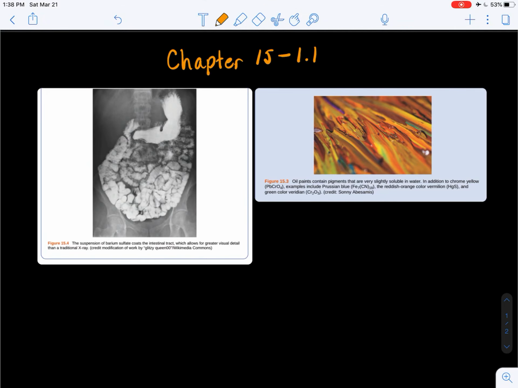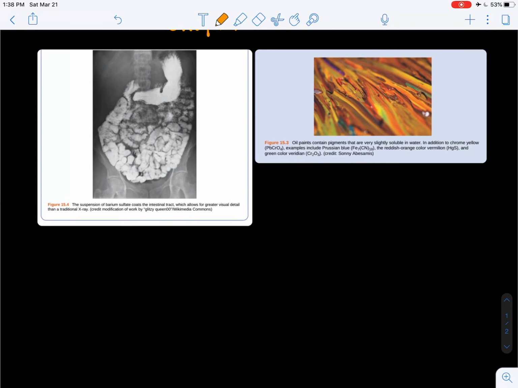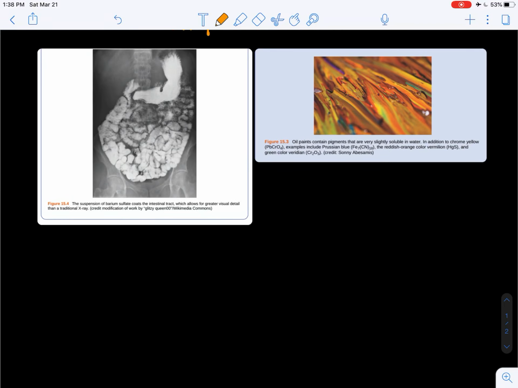Okay, this is chapter 15, lecture 1, part 1. We're going to be talking about solubility equilibria, and this can be used to explain a lot of stuff, how toothpaste works, or pigments within paint.